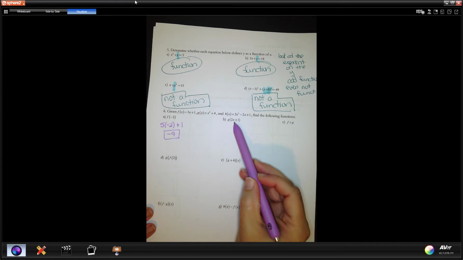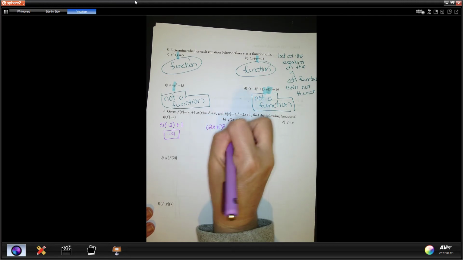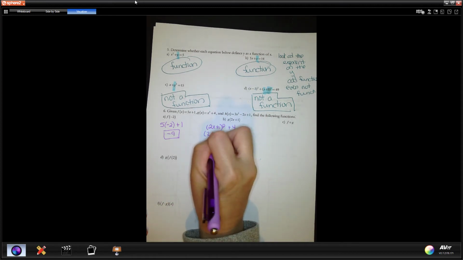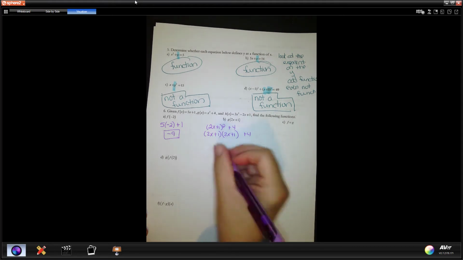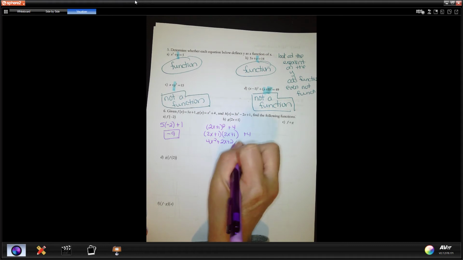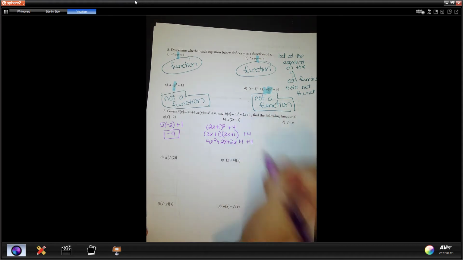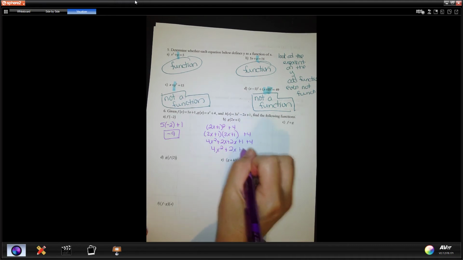G of 2x plus 1, we are just going to take 2x plus 1, substitute it into function g. So 2x plus 1, quantity squared, plus 4. When we multiply this out, please remember that's 2x plus 1 times 2x plus 1 plus 4. So that would be 4x squared plus 2x plus 2x plus 1 plus 4. So 4x squared plus 2x plus 5.